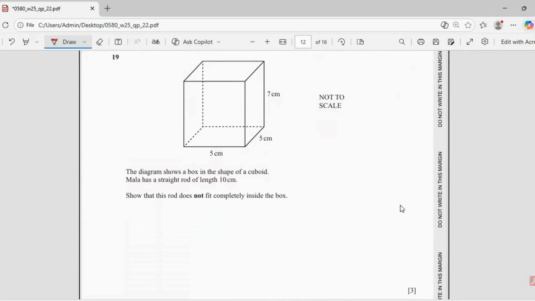Next question is, the diagram shows a box in the shape of a cuboid. Mala has a straight rod of length 10 centimeters. Show that this rod does not fit completely inside the box. This is a very good question, and here you have to visualize that in this cuboid, the longest length is the body diagonal.